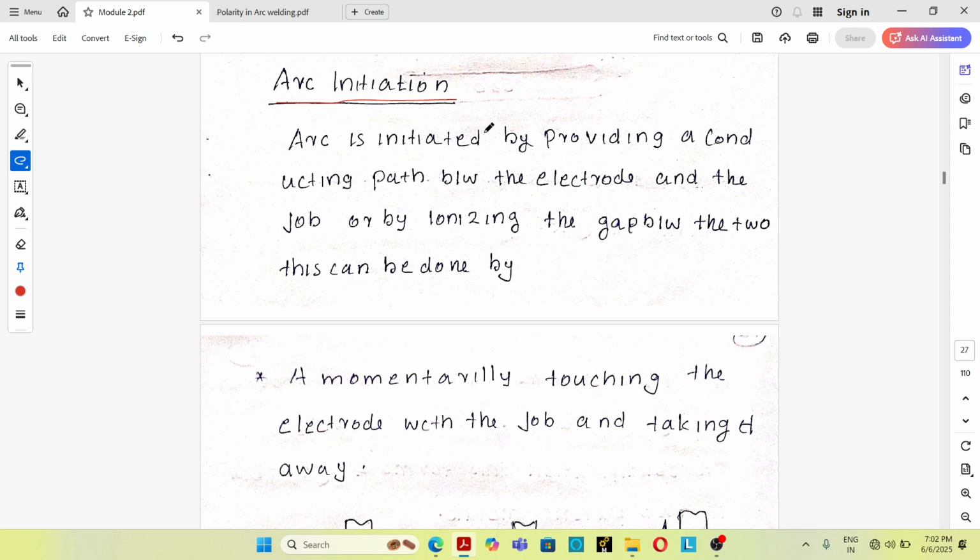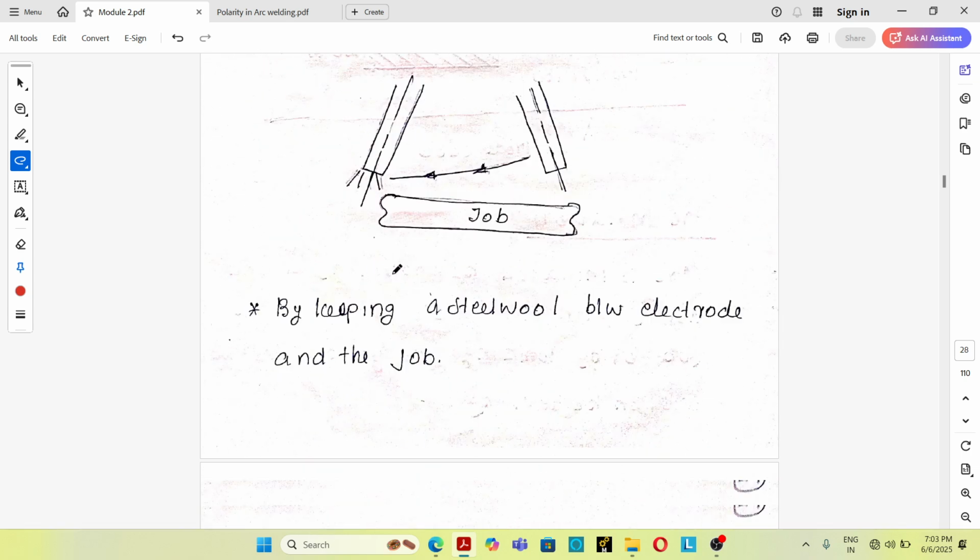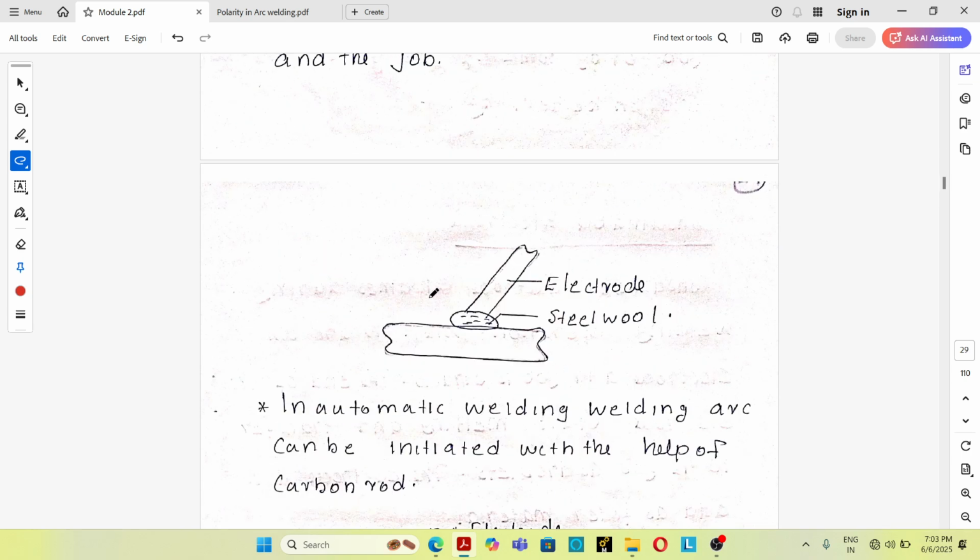Arc is initiated by providing a conducting path between the electrode and the job, or by ionizing the gap between the two. There are two methods for initiating a welding arc: providing a conducting path between the electrode and the job, otherwise, ionizing the gap between the electrode and the job. These are the two methods for arc initiation in arc welding. So there are different methods for arc initiation.